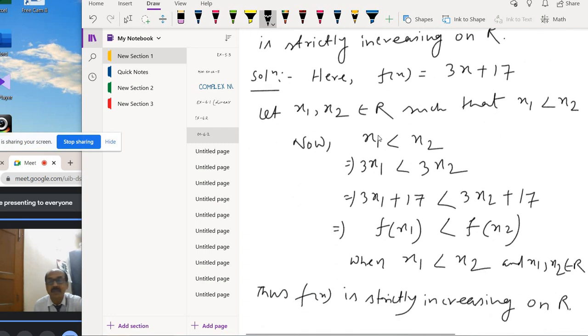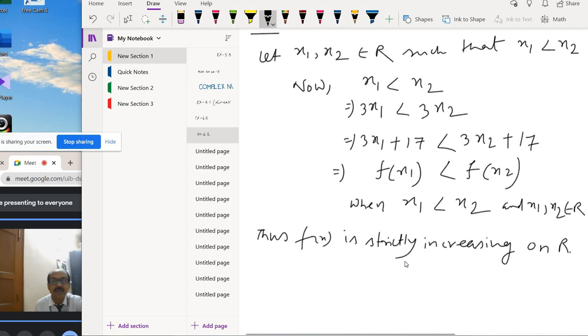So take 2 points x1, x2 belonging to R, real numbers, and x1 less than x2. So x1 less than x2, multiply both sides by 3 because the function is 3x plus 17. So to make 3x plus 17, 3x1 plus 17 less than 3x2 plus 17. So that is f of x1 less than f of x2 when x1 less than x2. So now we can say f(x) is strictly increasing on R. Okay.